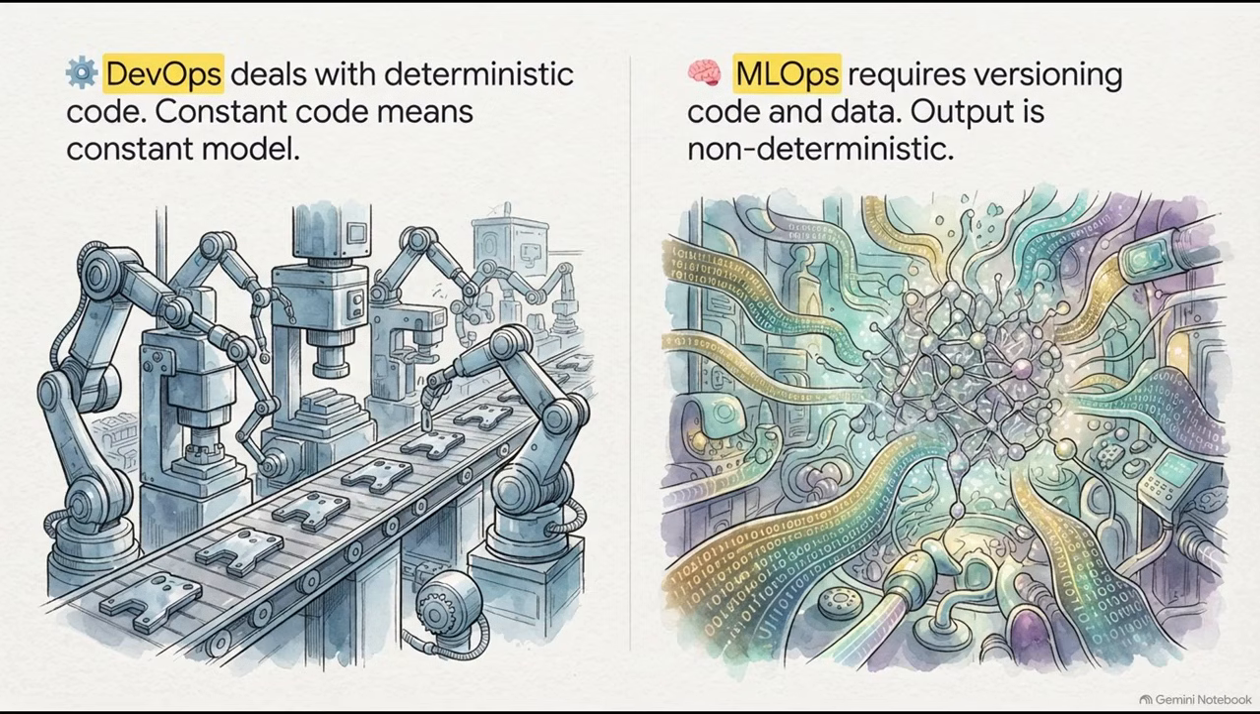Simple. But MLOps deals with code plus data, which gives us non-deterministic models. The exact same code paired with different data gives you an entirely different model. This means your version control has to cover data, code, hyperparameters, and artifacts all at the same time. Standard DevOps just literally wasn't built to juggle all of that at once.